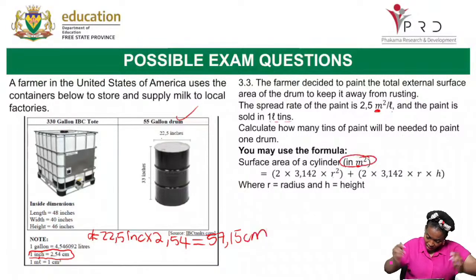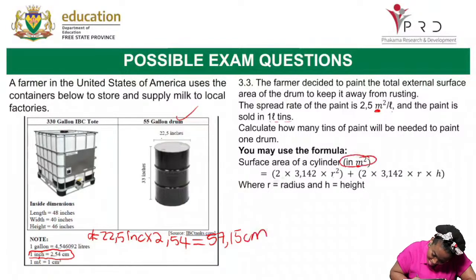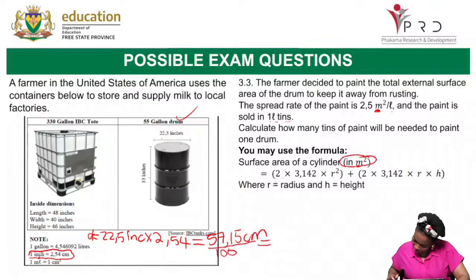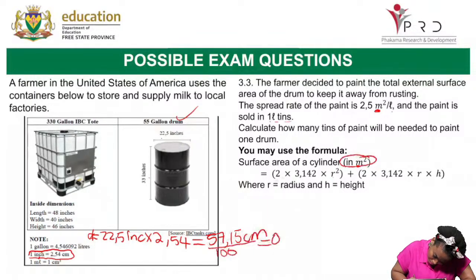What is the conversion factor between centimeters and meters? It is 100. So you are going to divide this by 100, and to get the answer, divided by 100, it is 0.5715 meters. This is the diameter, and we are not done.